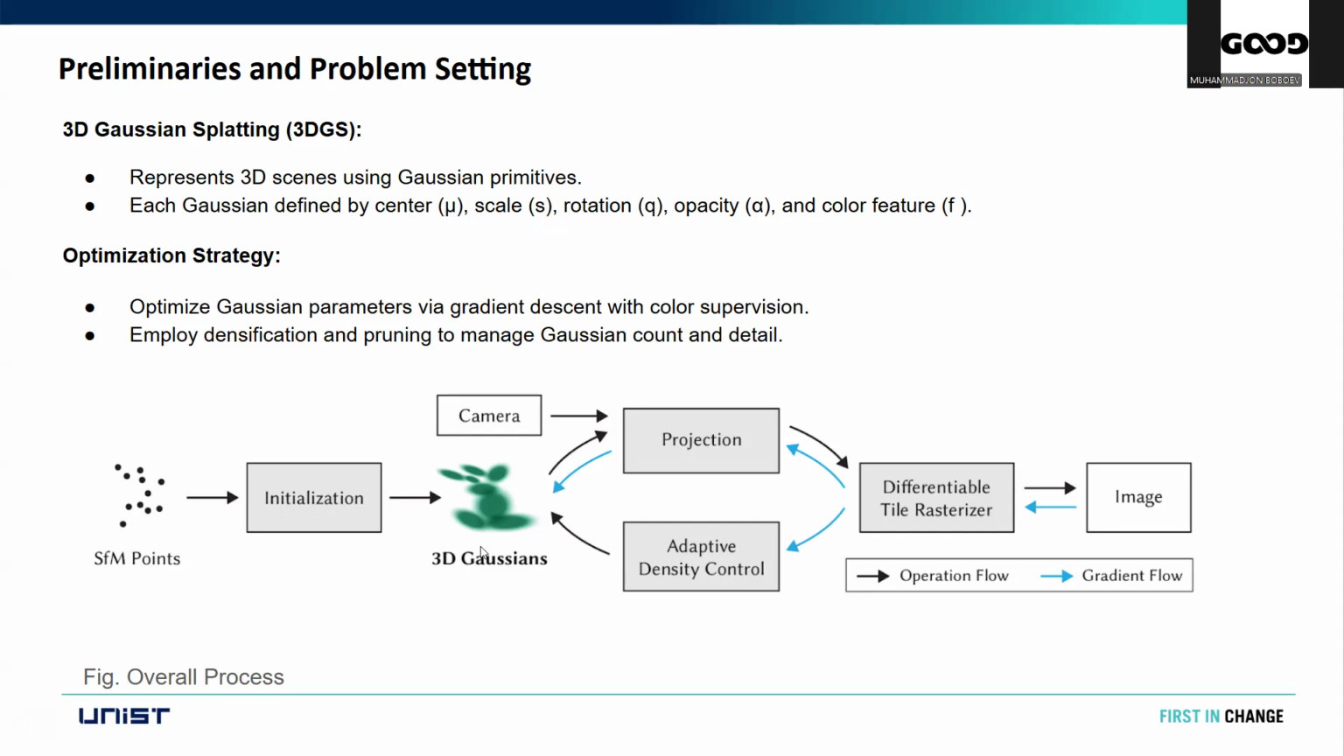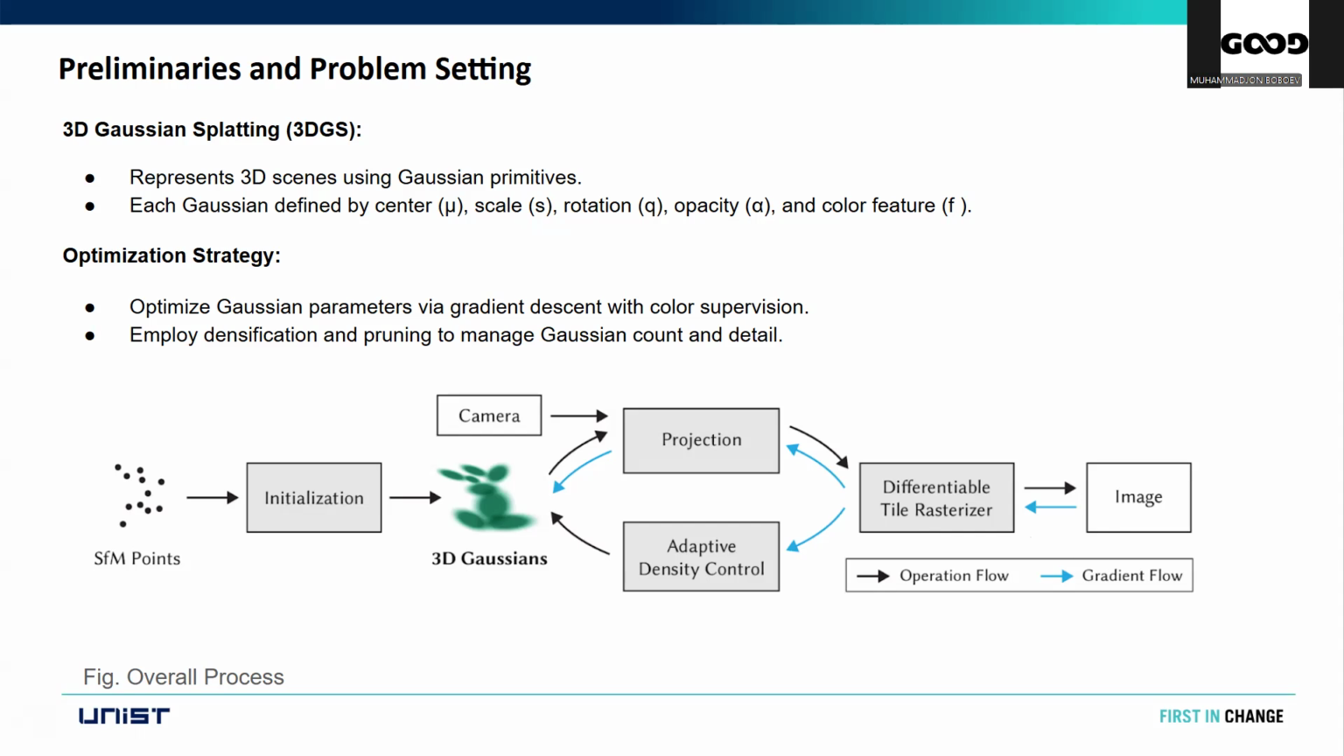So we just try to project those Gaussian primitives into the image plane using a differentiable tile rasterizer. After they do the projection, they try to calculate what's the difference between the projected image and the real image, and they try to do some kind of gradient flow.